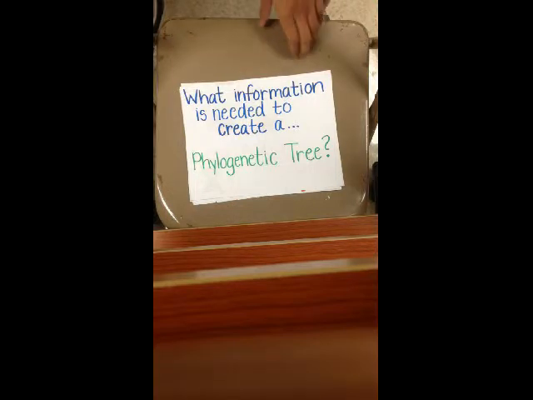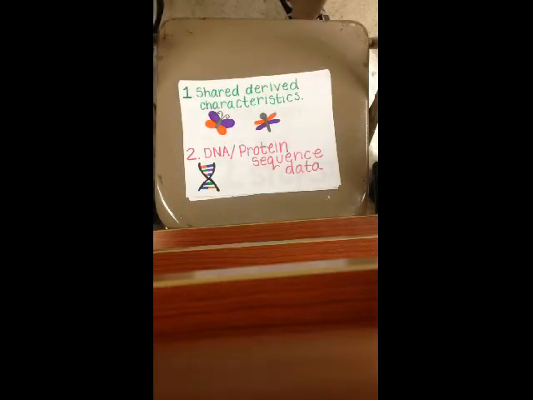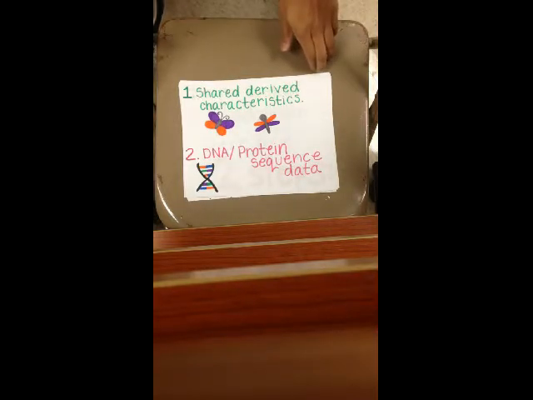The data used to make a phylogenetic tree is shared derived characteristics and DNA/protein sequence data. Shared derived characteristics are physical traits that represent evolutionary history, such as homologous structures. DNA/protein sequence data are differences in sequences that accumulate as species evolve away from each other.